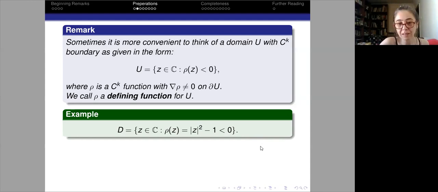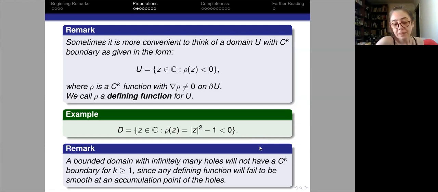You can immediately see that a bounded domain with infinitely many holes will not have a C^k boundary when k is greater than or equal to 1, because any defining function will fail to be smooth at an accumulation point of the holes. So this is a direct consequence of defining the boundary in this way.